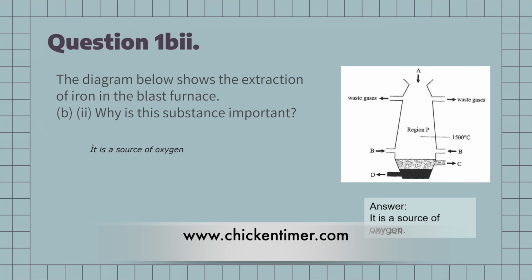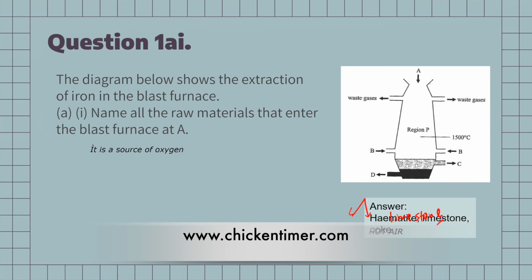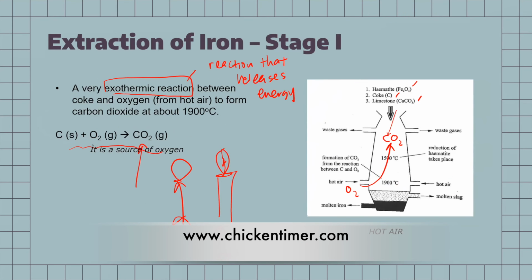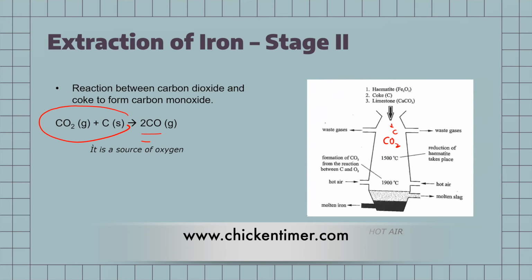Oxygen doesn't form molten slag, right? It forms carbon dioxide. Yeah, the oxygen is here to form carbon dioxide, so that carbon dioxide will produce carbon monoxide.